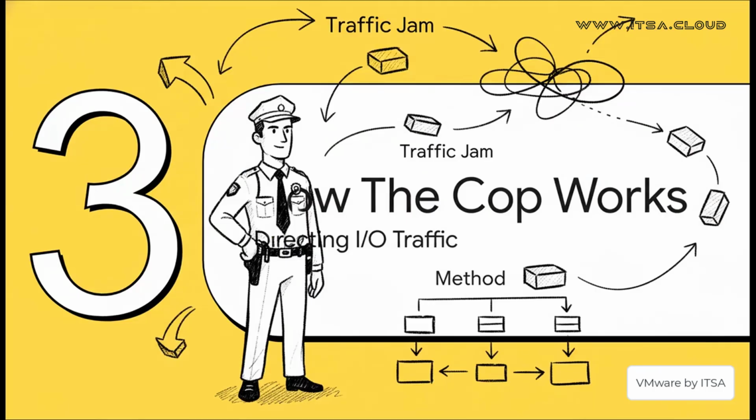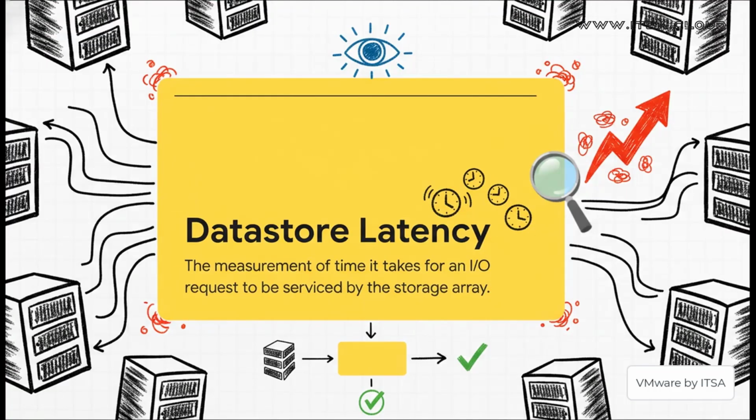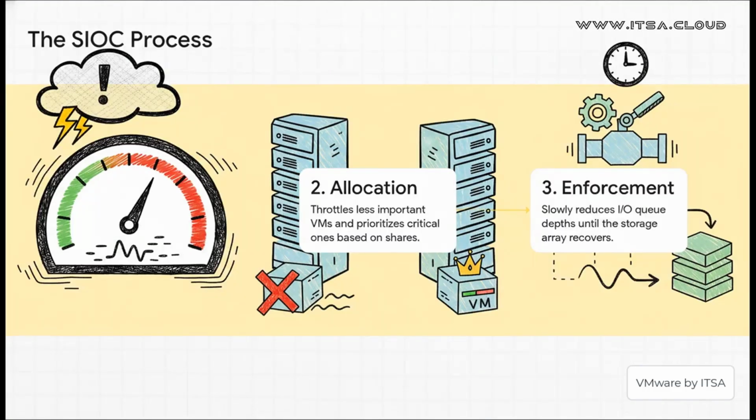So how does this traffic cop actually direct the flow? What's it doing when that I/O traffic jam starts to build up? Let's break down exactly how it works. You see, the key to SIOC's magic is its trigger. It doesn't just jump in randomly. It is constantly watching one key metric: datastore latency. In simple terms, that's just how long it takes for a storage request to get a response. When that latency number starts to climb, that's the flashing red light that a traffic jam is forming, and it's time to step in. And it all happens in this really elegant, three-step process.